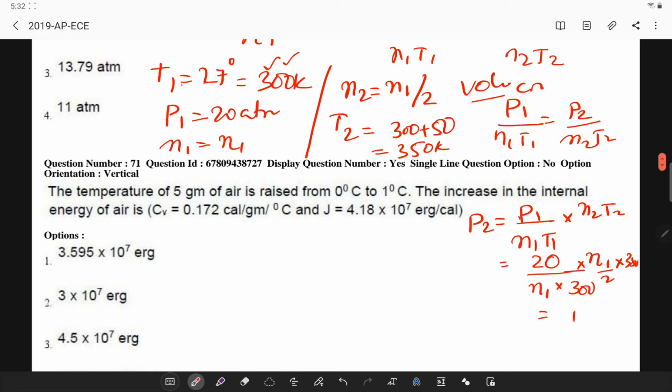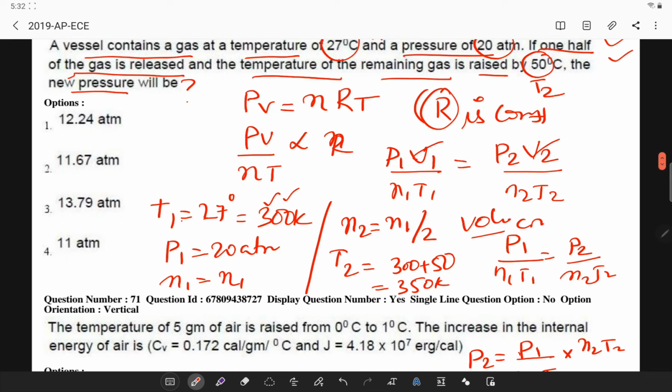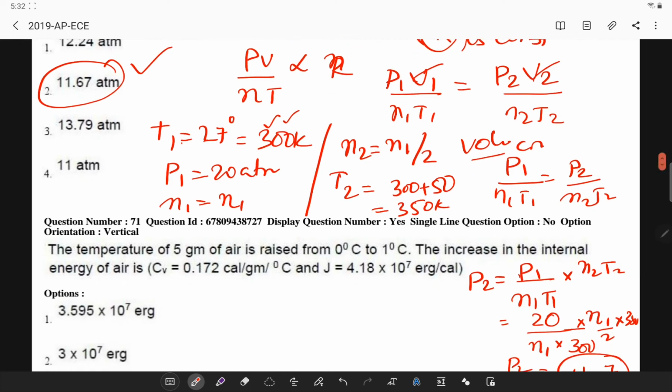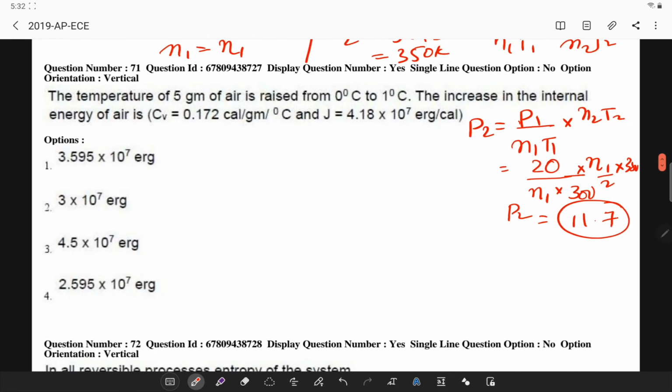So if I calculate it, I'll be left with P2 as 11.67, or 11.7. So the next question.